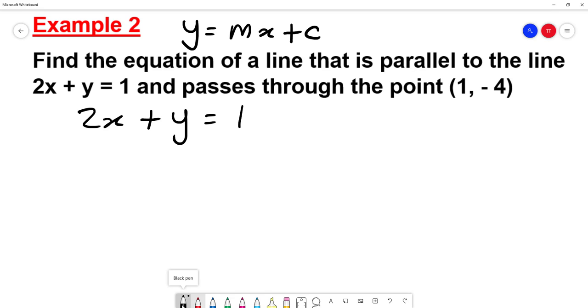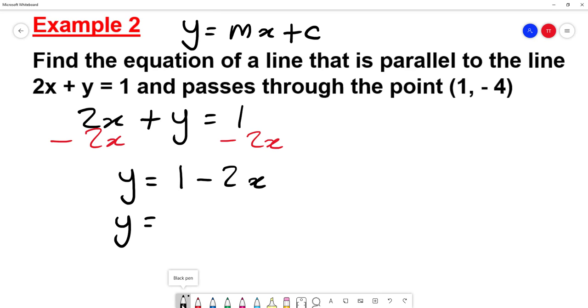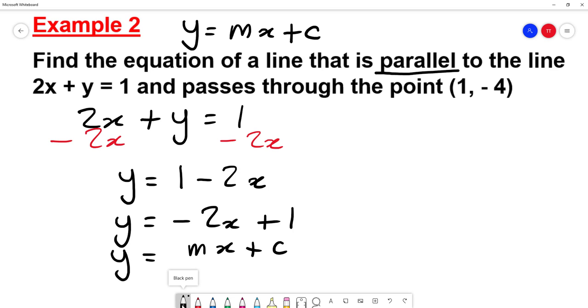But what we can do is change the subject of the formula, making y the subject. Meaning I'm going to take away 2x on this side, take away 2x on this side. So we get y equals 1 minus 2x. Another way of writing this is minus 2x plus 1. Now that's in the format of y equals mx plus c. So we can say, right, we want an equation of the parallel line. So the gradient is unchanged, where the gradient is minus 2. And the corresponding x coordinate is 1 and the corresponding y coordinate is minus 4.